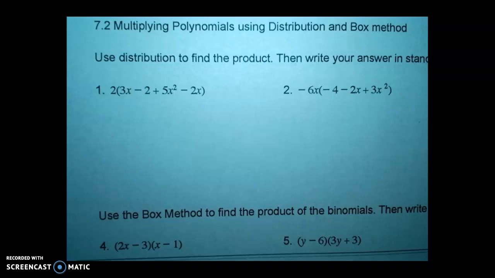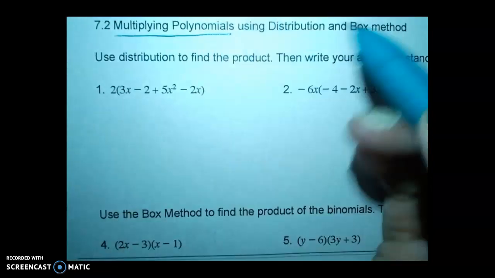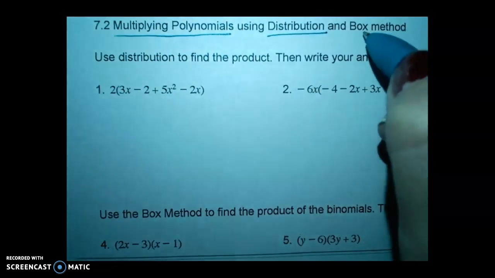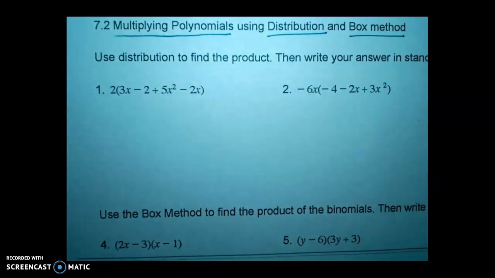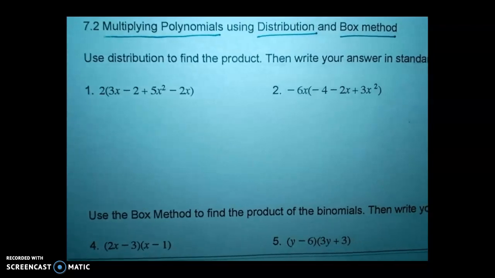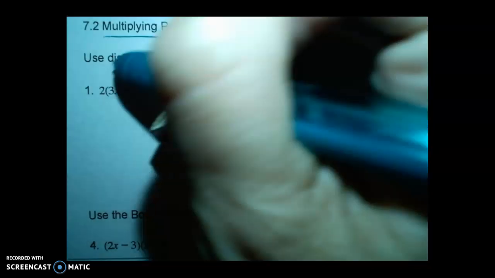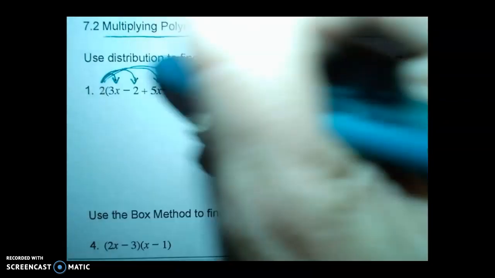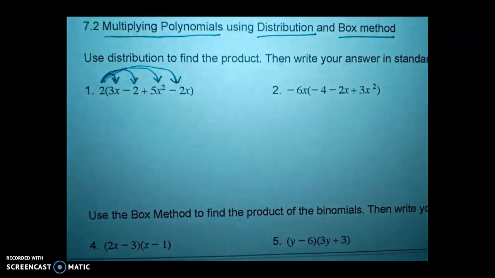Okay, in algebra today we are looking at 7.2, which is multiplying polynomials. We're going to use distribution, and then we are going to learn about the box method. So be sure you're looking at the side of the worksheet that has this at the top. Okay, to use distribution, this is something we've done a lot before. You're just going to multiply the number that is outside of the parentheses times every single term inside the parentheses.